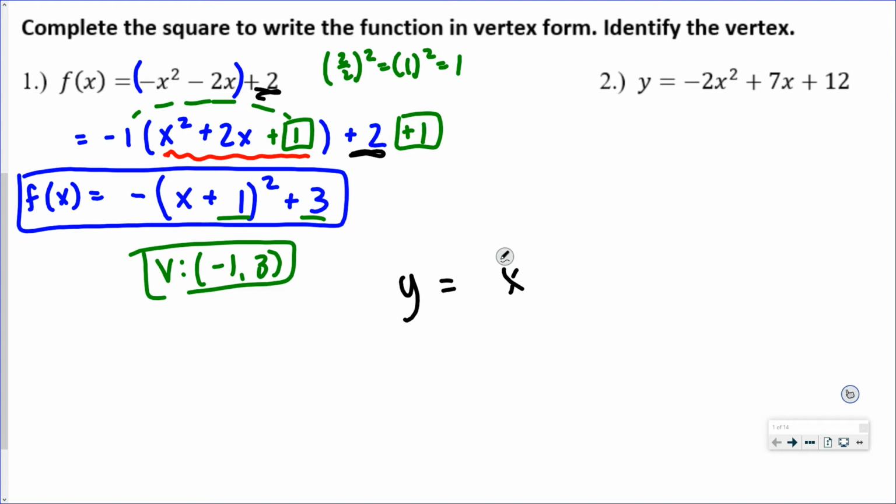If I add 1 to this side, is my equation still balanced? No. I've got to do the opposite. I've got to subtract 1, because what's 1 minus 1? 0. So I would still get y equals x, right? That's all we're doing there, folks.